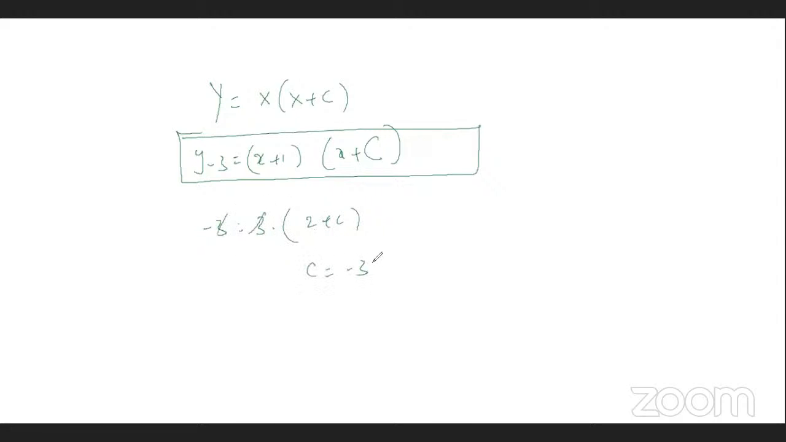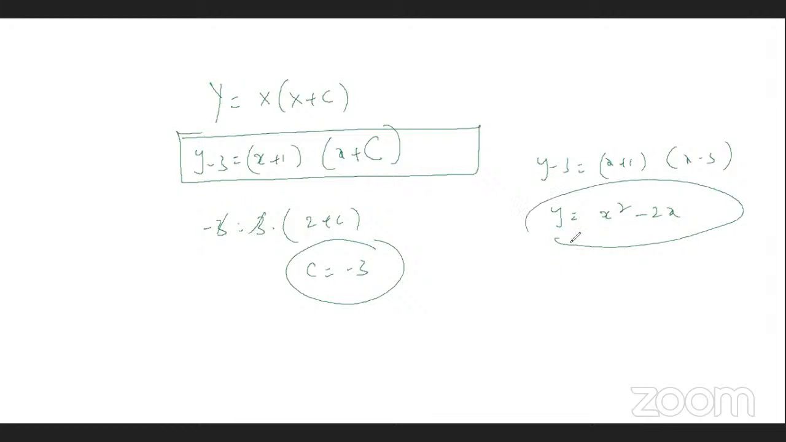c equal to minus 3. Okay? So what is my curve? y minus 3 equal to (x plus 1) into (x minus 3). Simplified, x square minus 3x plus x minus 2x minus 3 gets cancelled. Okay. Now what did he say? Find the area bounded by this curve.